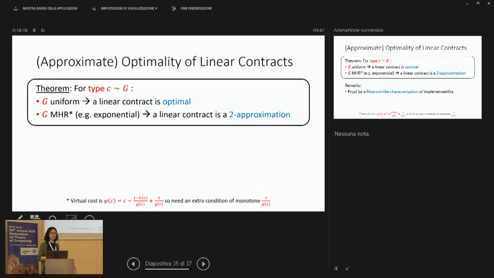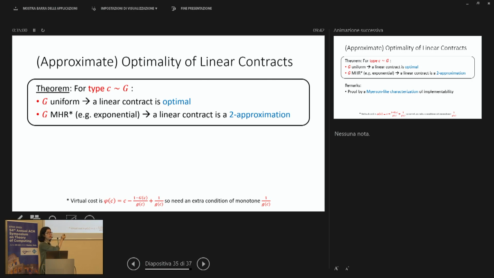And under this model, we showed approximate optimality of linear contracts in the following sense. If we have the single-dimensional type from the model on the previous slide, and it's coming from a distribution G, a distribution that's very different from the distribution of the contract matrix. This is now the distribution of types. Well, if it's a uniform distribution, a linear contract turns out to be optimal. And if it's MHR, with some technical twist that I won't go into, but please ask me in the break.